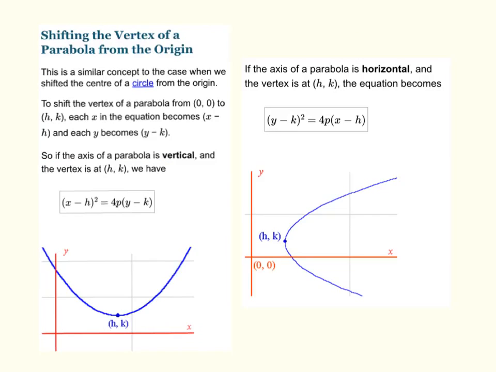And we can also move the vertex off of the origin. To do this, just as we've done before, x minus h squared equals 4p times y minus k. That's for a vertical parabola. Here the parabola is horizontal, and it changes to y minus k squared equals 4p times x minus h. And of course, in this case, h, k is the vertex, and here also h, k is the vertex, but of course the k goes with the y and the h goes with the x in both cases.